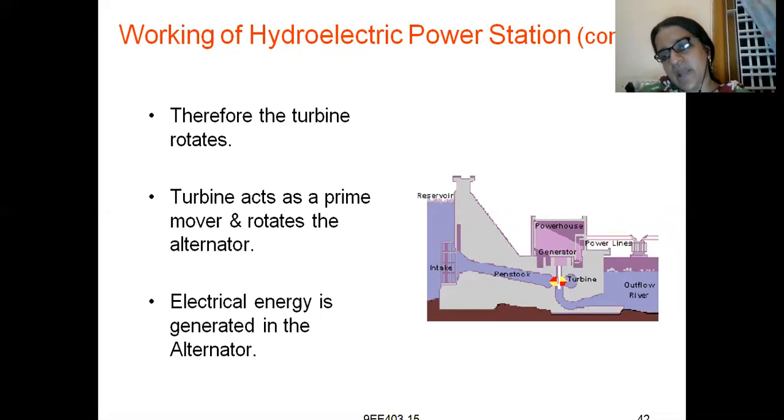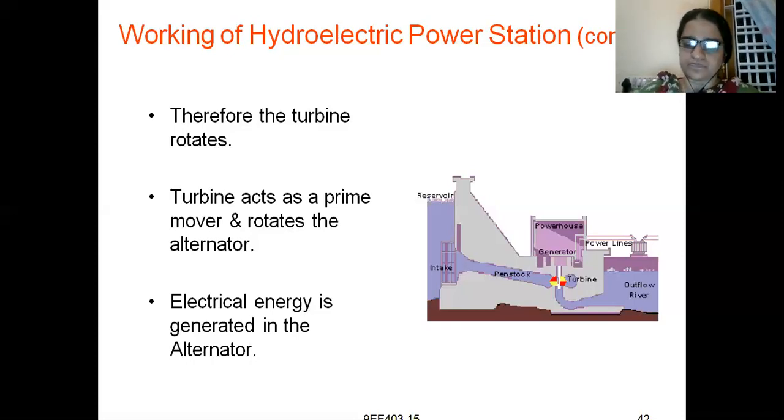So your turbine acts as a prime mover and it rotates the alternator. Electrical energy is generated in the alternator. Mechanical energy is converted to electrical energy, and finally electrical energy is generated in the alternator. Means the purpose of a power plant is fulfilled. That is, electrical energy is generated as output.